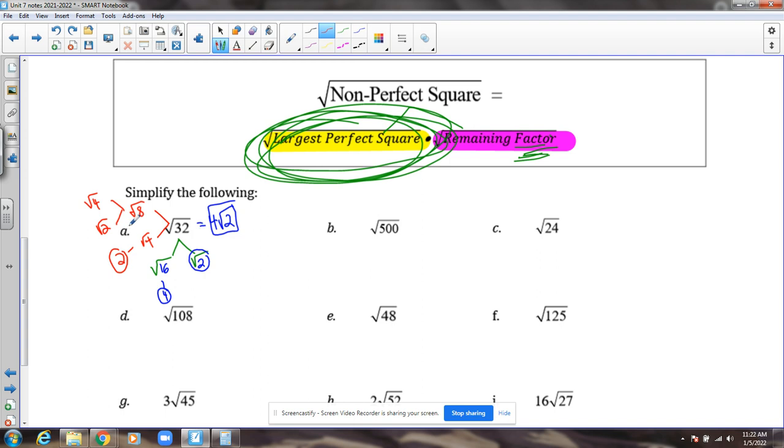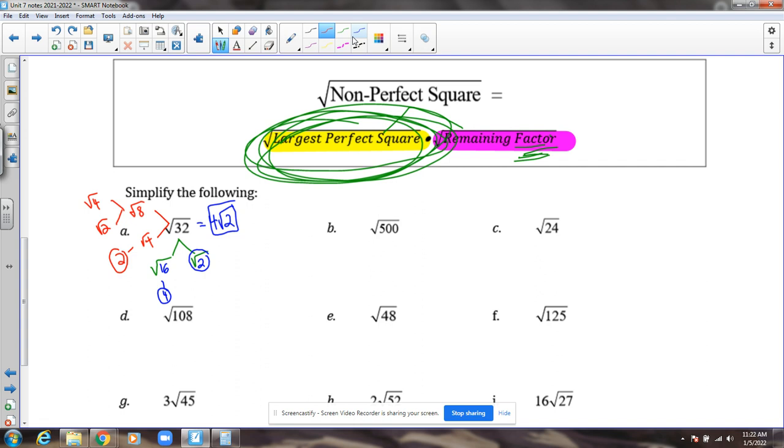But if you don't find the biggest perfect square that goes into this number, it's going to cause more steps in the future for you. So I would always recommend start with the biggest number you think of and work down from there. So the biggest perfect square that fit into 32 was 16 and 2.